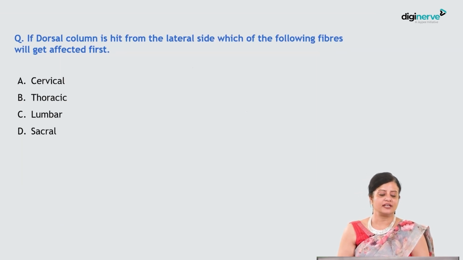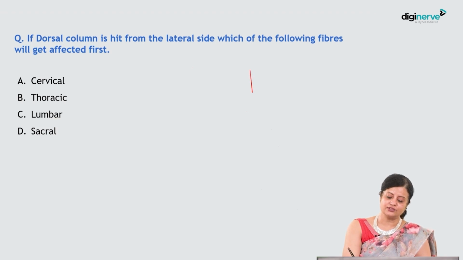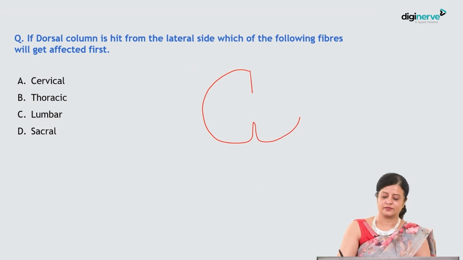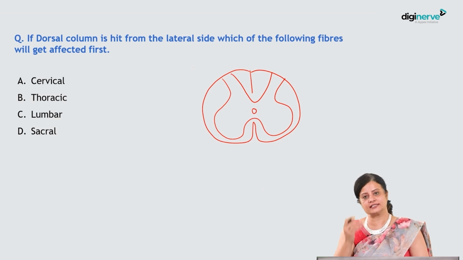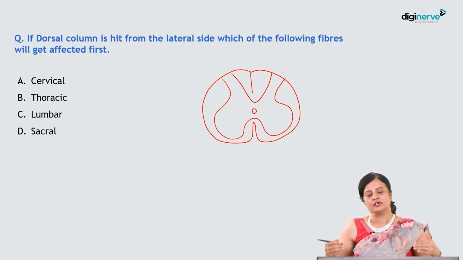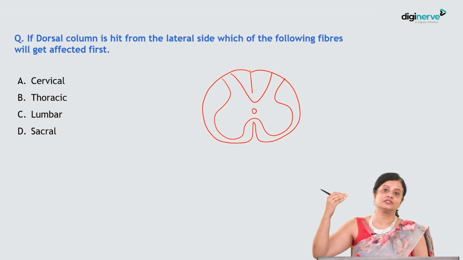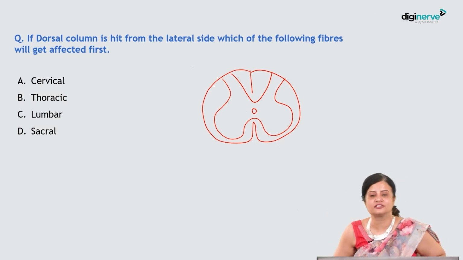In this question, if the dorsal column is hit from the lateral side, which of the following fibers will get affected first? It's a very interesting question. I would like to give you an overview of how the fibers are arranged in our spinal cord for the ascending tracts, as we move from the lumbar segment to the cervical segment.